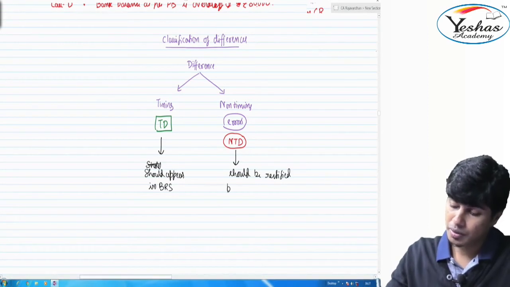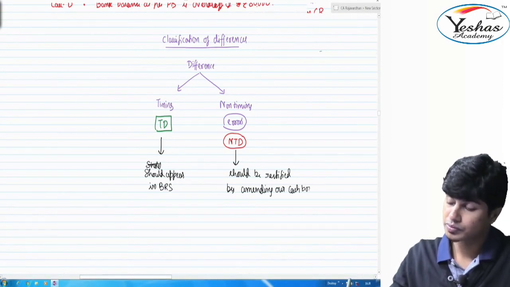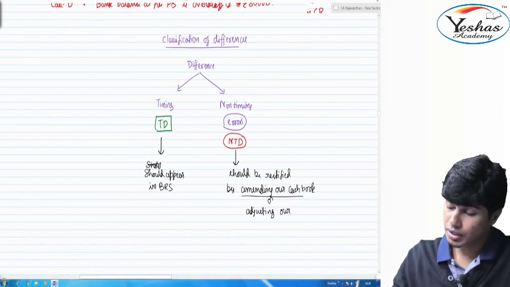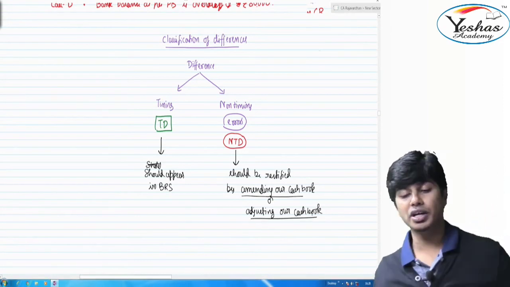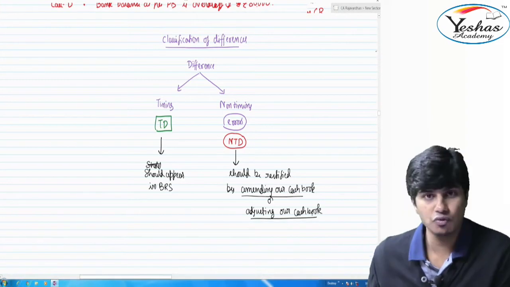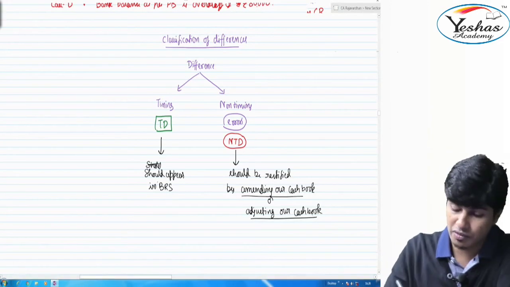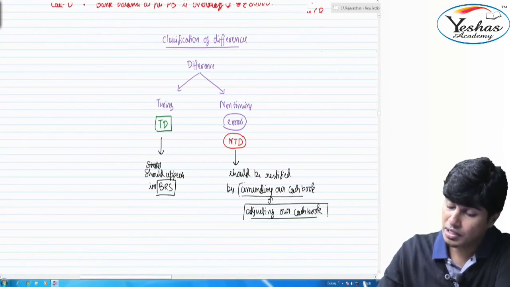How do we rectify? By amending our cash book, or another word, by adjusting our cash book. We need to adjust or amend our cash book with respect to non-timing differences, and that's how we do it. So the first and foremost thing is identifying the differences as timing and non-timing, and we'll take all the timing differences to the bank reconciliation statement, all the non-timing differences to the adjusted cash book or amended cash book.